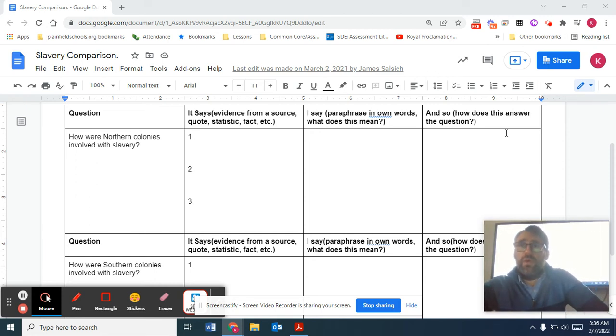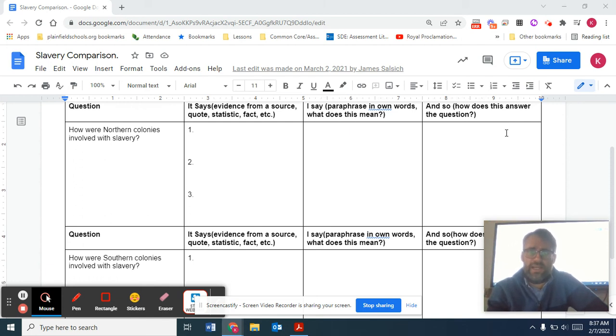One organizer for the North, one organizer for the South. So you take the direct quote, put it in your own words, explain it, and then make that connection on how the North or the South was getting wealthy, using that evidence to prove it. Okay, so hopefully this organizer helps you out a little bit.